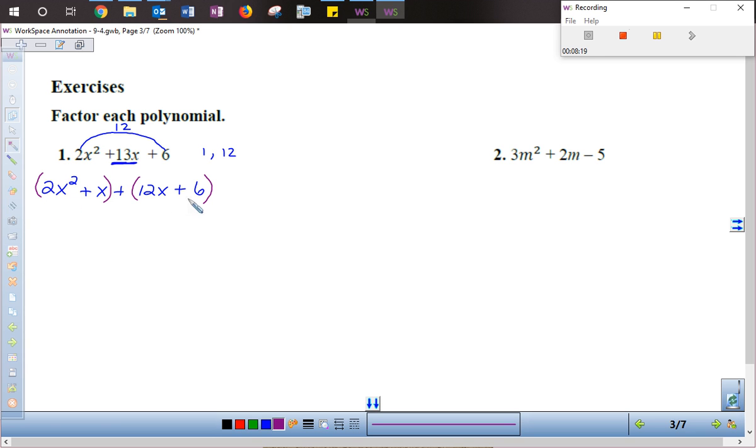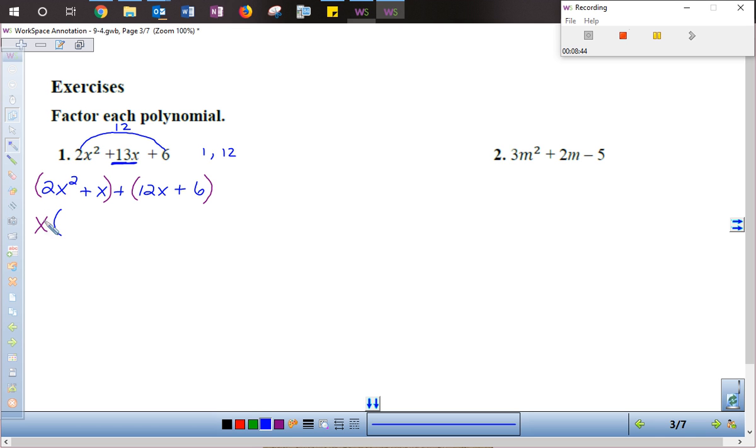Now I'm going to go through and look for the greatest common factor in each binomial. So in my first binomial here, 2x squared plus x, if I look at the coefficients, 2 and 1, we don't have a greatest common factor there. But if I look at the variables, x squared and x, they both have an x in common, so I can take out an x to the first power. Now let's see what I have left.